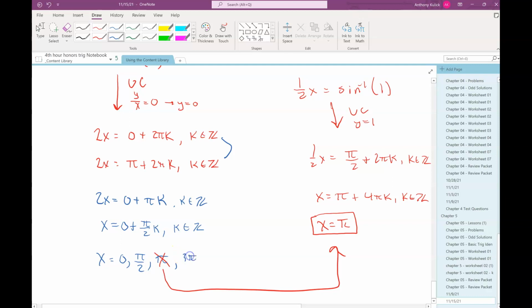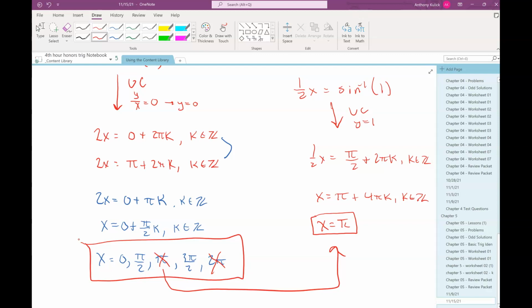And then we have 3 pi over 2. And then we have 2 pi, but oops! 2 pi is actually too big, right? If we remember, our interval has a parenthesis at the 2 pi, so 2 pi can't actually be an answer for our interval that we're solving in. So those are our 4 solutions. 0, pi over 2, pi, and 3 pi over 2. Is that okay?